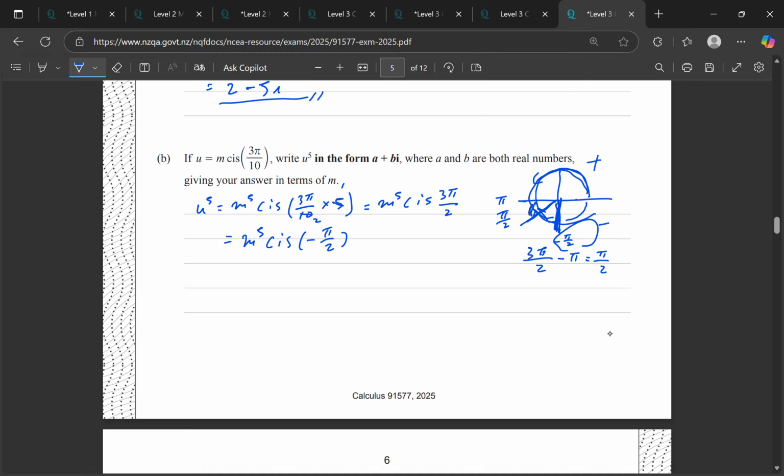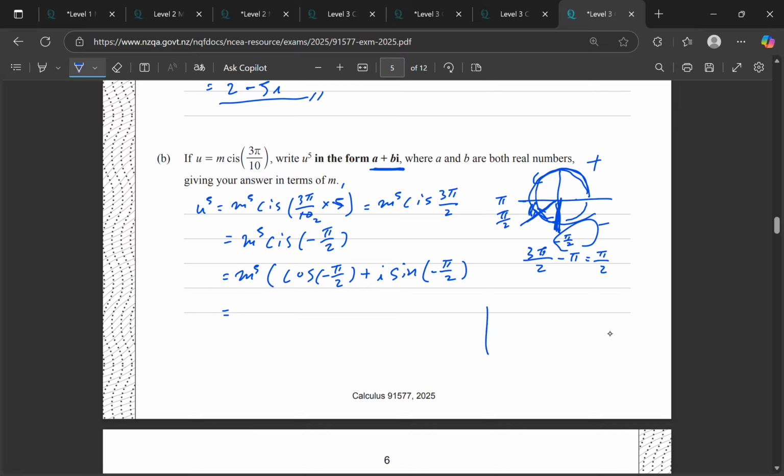So that is polar form, right? But we want rectangular form, a plus bi form. So to do that, you have to go like this. m to the power of 5 times by cosine minus pi over 2 plus i sine minus pi over 2. That's what it means. So we expand. First of all, cosine minus pi over 2.